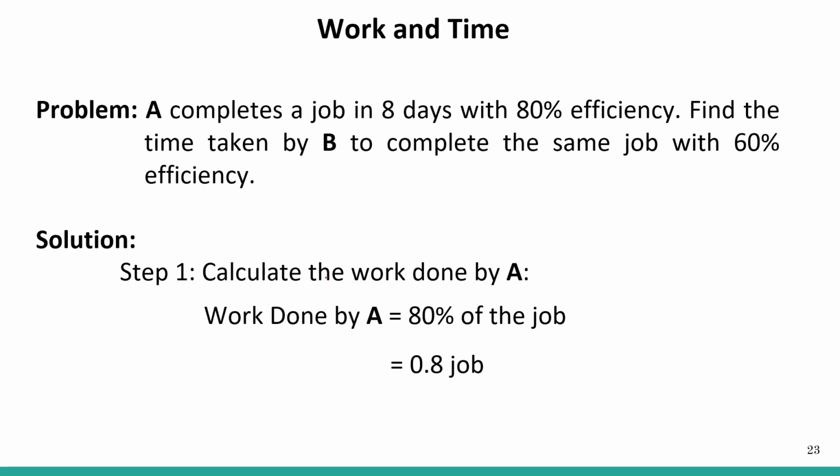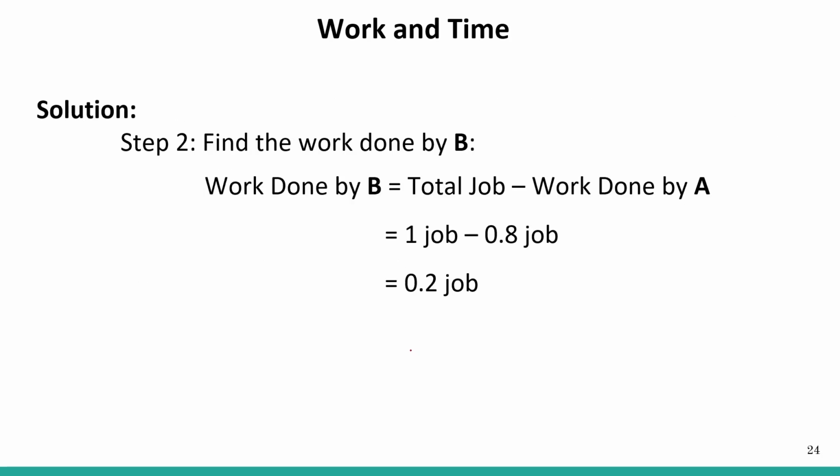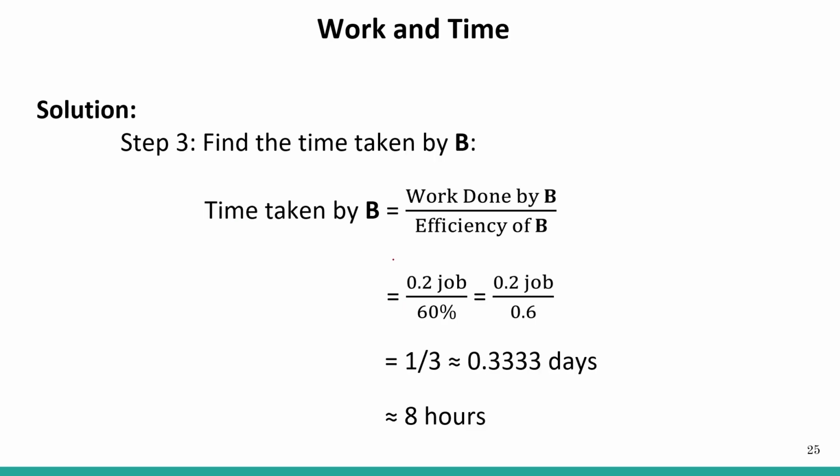In step 1, we calculate the work done by A. Work done by A is 80% of the job, that is 0.8 job. The work done by B is the total job minus the work done by A, which is 0.2 job. So the time taken by B is the work done by B divided by the efficiency of B: 0.2 job divided by 0.6 is 1/3, that is 0.333 days, which is equal to 8 hours. So 8 hours is the correct answer.